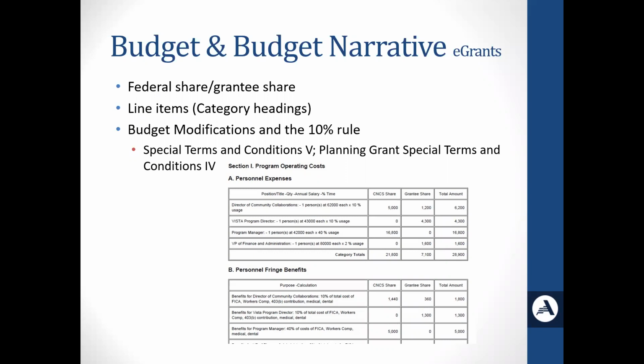Yes, so it's for the category, say like personnel expense. That's what we mean when we say line item, even though from the perspective of the budget narrative, that's not the most intuitive way to think of it. But for some of the other federal forms, it's clearly more of a line item, to say personnel expense is a line item, personnel fringe benefits is a line item. So we mean categories.